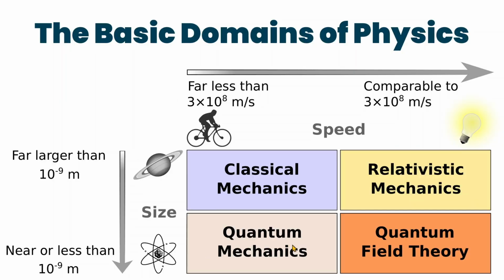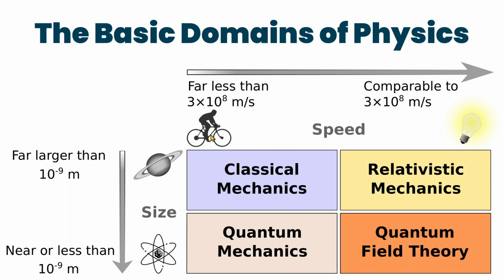This slide shows the basic domains in physics organized by two main factors, namely the size and the speed. So as we can see here, on the vertical axis, we have the size of objects. Larger objects like planets or everyday items, just like your bags, for example, fall under classical physics. But when we deal with very small scales, around atomic or subatomic level, we move into the realm of quantum mechanics.